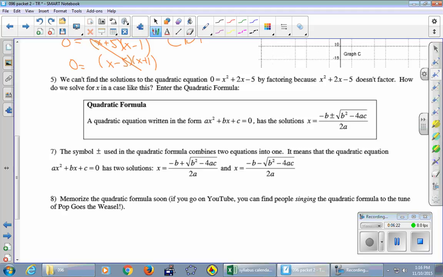Okay, here's the good news. I will provide you with this formula on any quiz and test where you'll have to use it. So you don't need to memorize it, but you do need to be able to use it. So let's try that here.